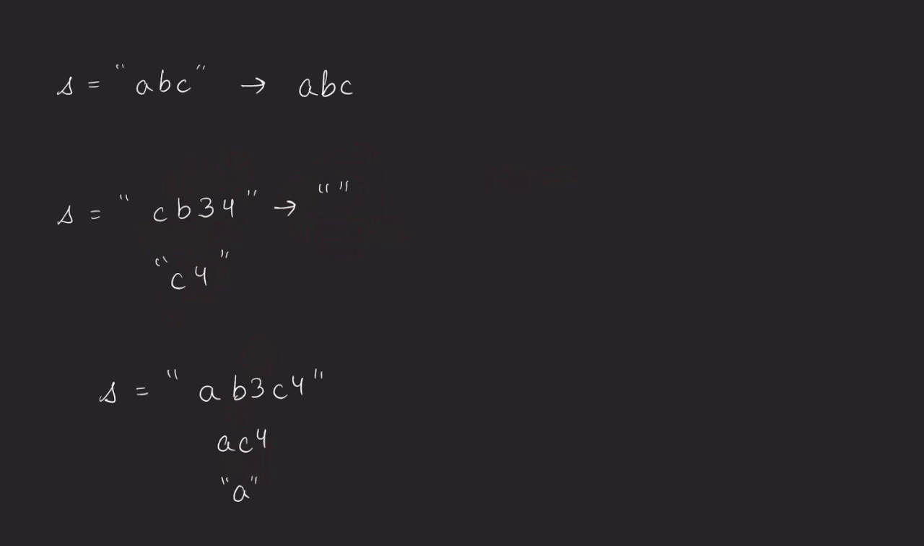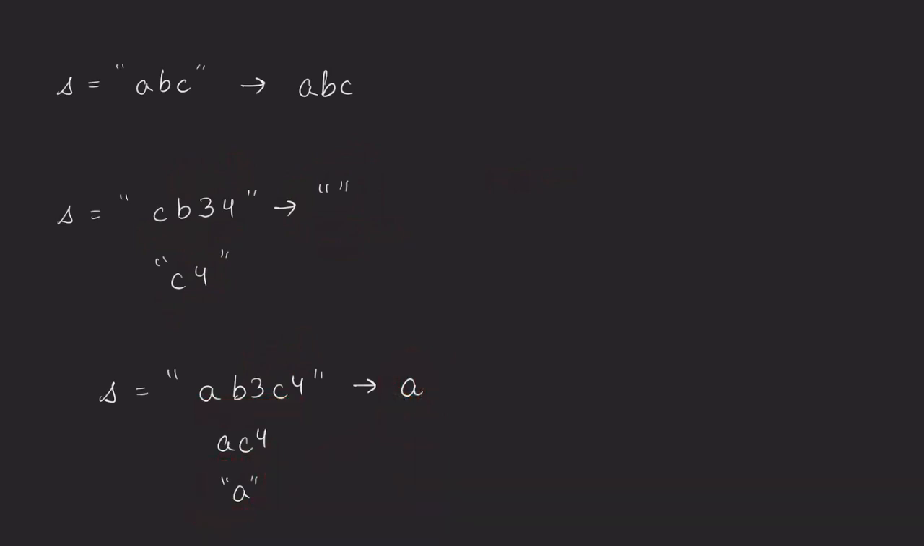Then let's try to find out the answer with our approach. First character is A, we will simply keep it. Second is B, we will keep it. Third character is a digit, this is 3. With this we will have to remove the last character, so B will be removed. Then we have a character, so C will be appended here. Then we have a digit, so with that we will remove the last character. Then we are done with the string and this is our answer, which is correct.